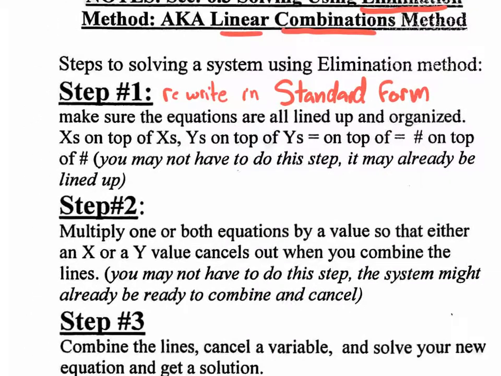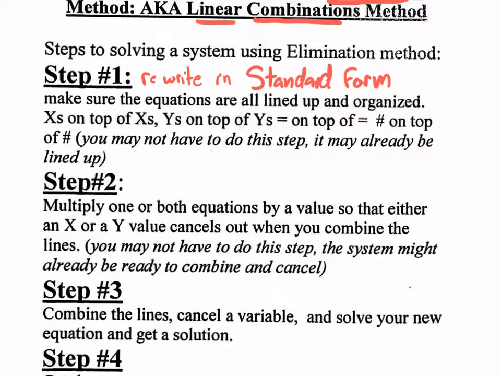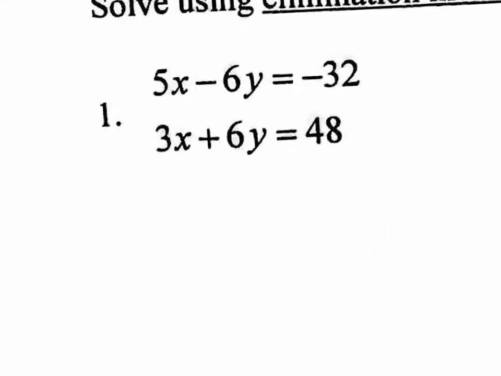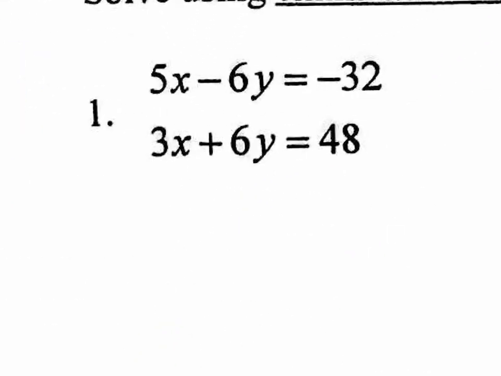And that's what it pretty much means to line up your x's on top of x's, y's on top of y's, equal on top of equal. So if you look at example 1 up here, they're both in standard form. They're both ready to go, right? They're lined up. X's on top of x's, y's on top of y's, equal on top of equal, number on top of number, right? So that's step 1, to make sure that they're lined up.